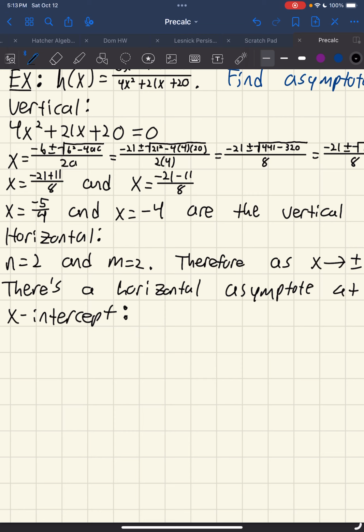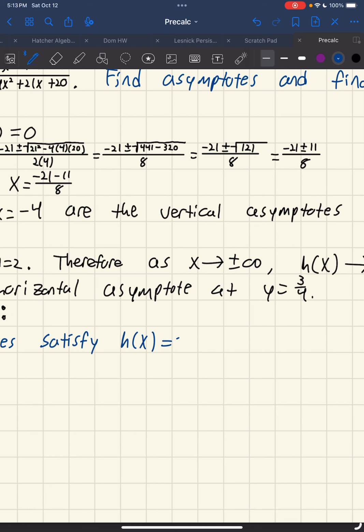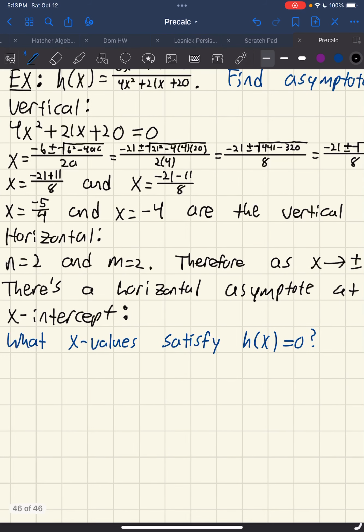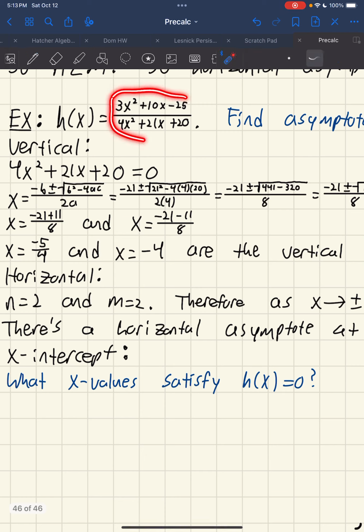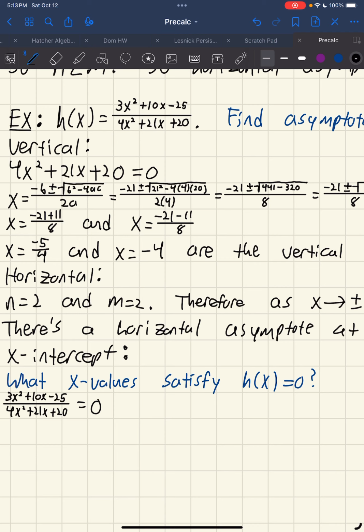Let's see. Well, the x-intercept is just the same thing as solving what x values satisfy h of x equals 0. Or just plugging in what h of x is, the exact same question. What x values satisfy 3x squared plus 10x minus 25 over 4x squared plus 21x plus 20 is equal to 0? What x values satisfy that?